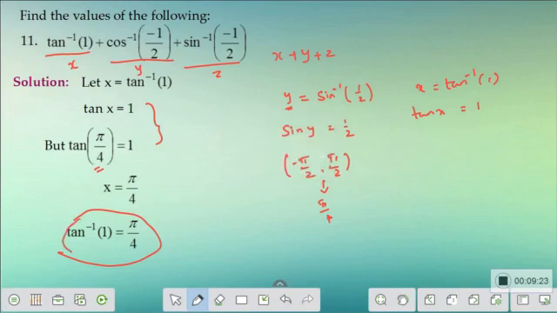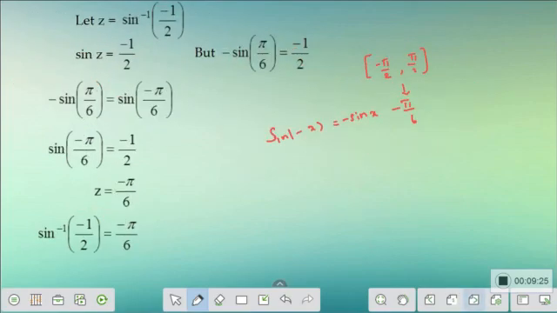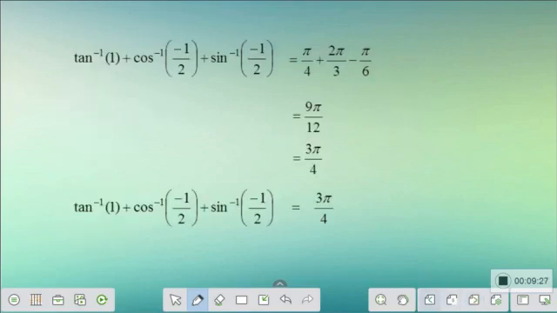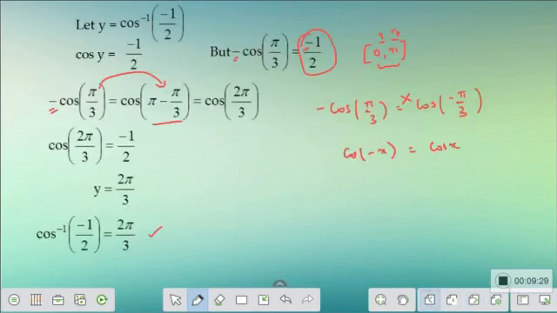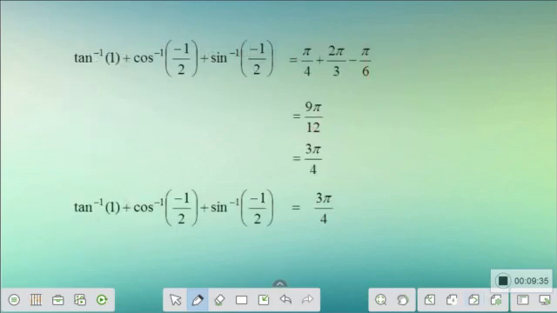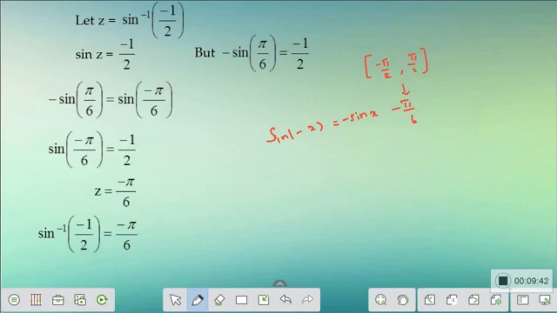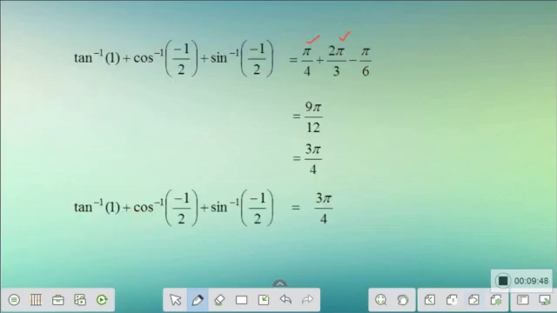So the first thing is replaced by pi by 4, and the second one is cos inverse of minus 1 by 2. Cos inverse of minus 1 by 2 is 2 pi by 3. We have it here, so that has been replaced by 2 pi by 3. And the last one is sine inverse of minus 1 by 2, which is minus pi by 6. So the last one, instead of plus, we have it as minus pi by 6. So we have done all the substitutions.